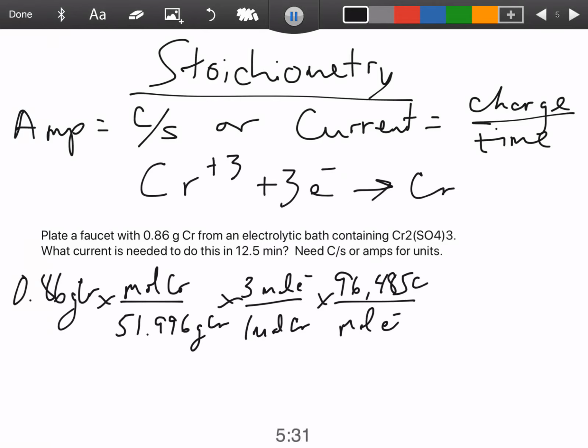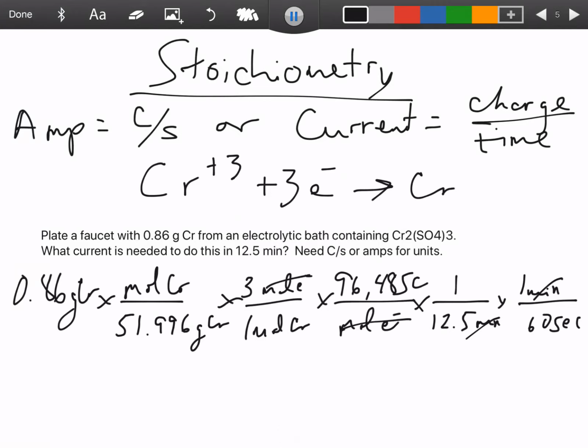I need time in the denominator, so I'm simply going to put the 12.5 minutes in the denominator, and then I need to convert minutes into seconds, and for every 1 minute you get 60 seconds. So in terms of canceling out units, minutes are gone, moles of electrons are gone, moles of chromium are gone, grams of chromium are gone, and I'm left with coulombs in the numerator, seconds in the denominator, which is exactly what I need. This gives me a value of 6.4 coulombs per second.